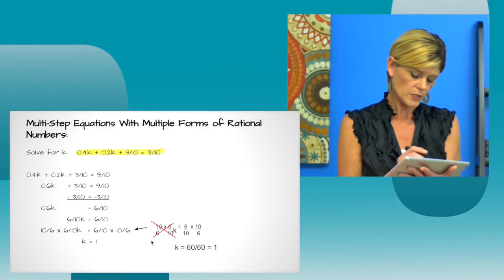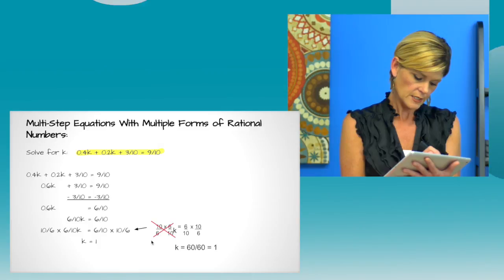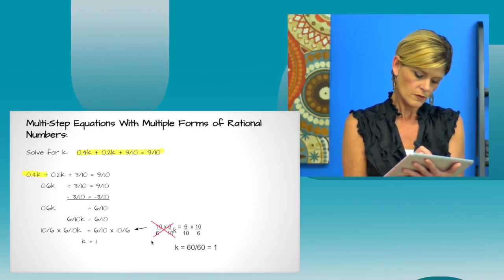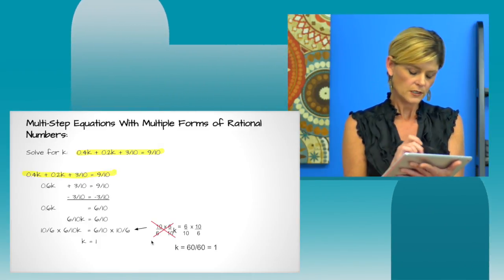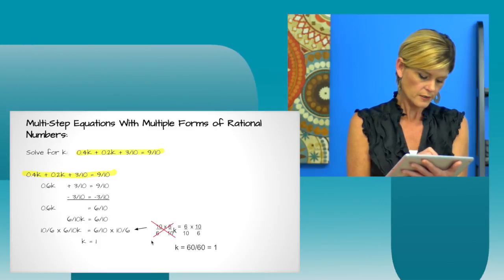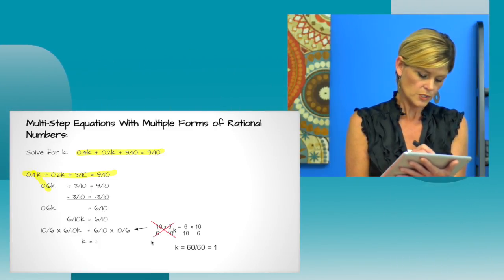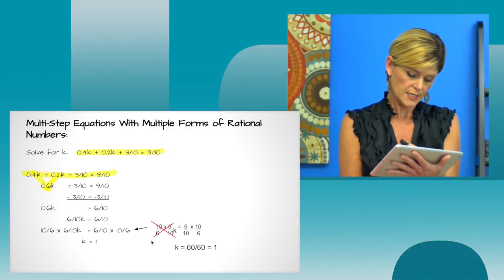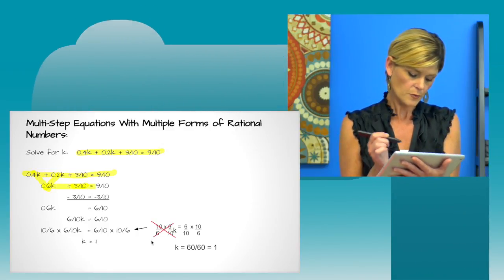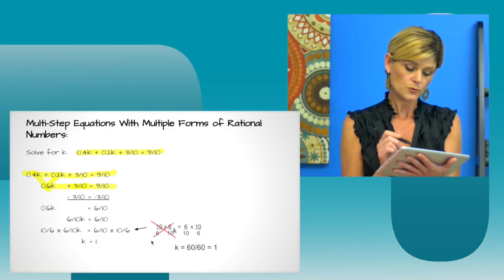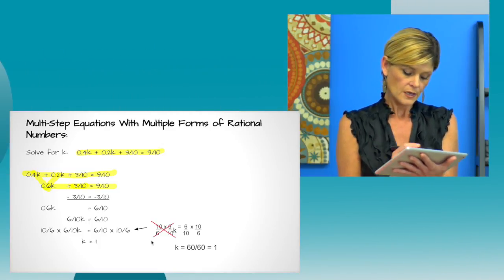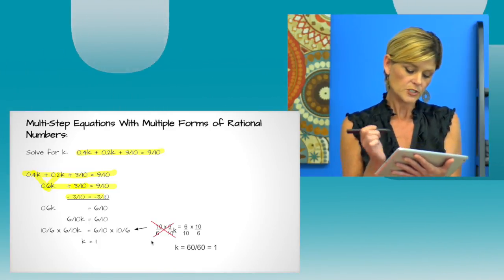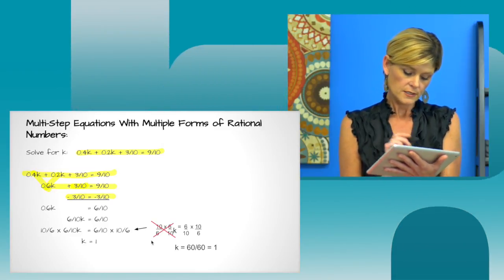So the first thing I'm going to do is rewrite the problem as I did here, and I can combine like terms quickly. 0.4k plus 0.2k is 0.6k. Bring my 3/10 down. I'm going to just rewrite the rest of the problem: 0.6k plus 3 over 10 equals 9 over 10. I'm going to subtract both sides of the equation by 3/10.